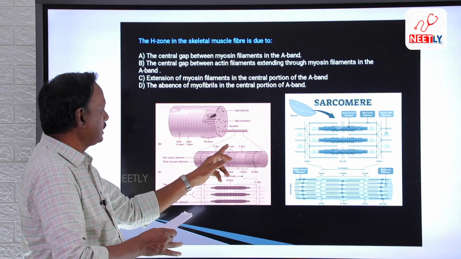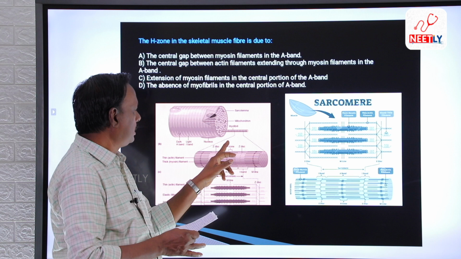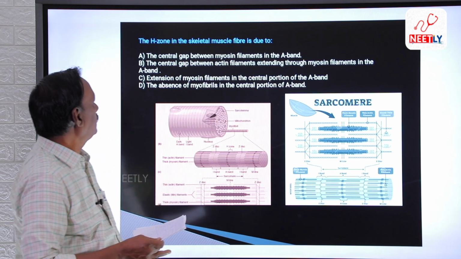So for that purpose, there is a gap in this H zone. That is the significance of the H zone.